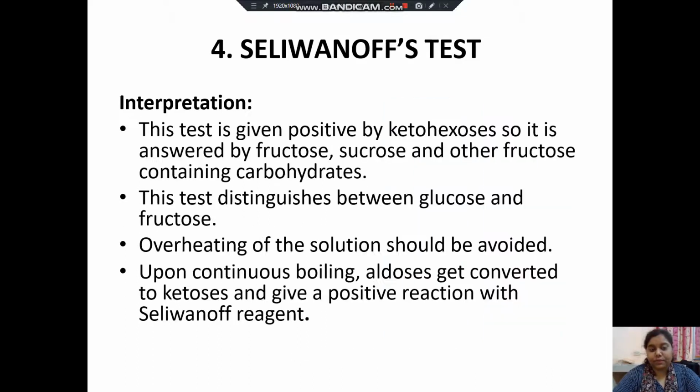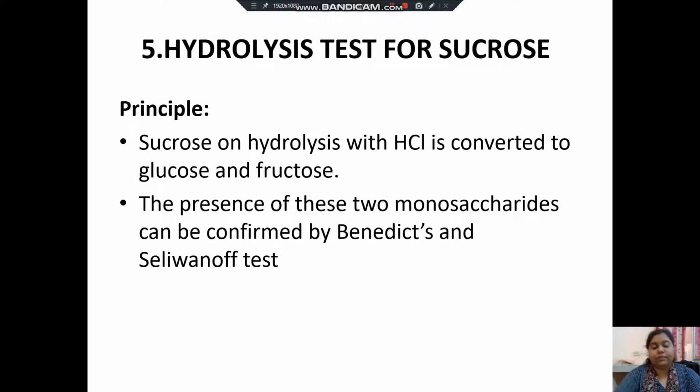Cool the solution. Then the interpretation: this test is given positive by ketohexoses, so it is answered by fructose, sucrose and other fructose-containing carbohydrates. This test distinguishes between glucose and fructose. Overheating of the solution should be avoided. Upon continuous boiling, aldoses get converted to ketoses and give a positive reaction with Seliwanoff reagent.